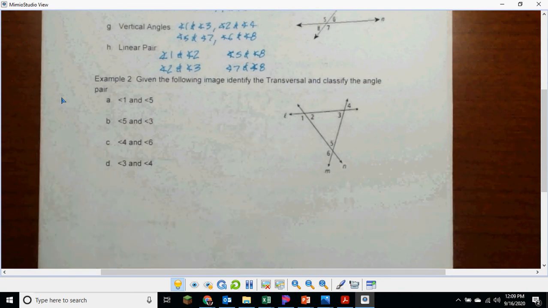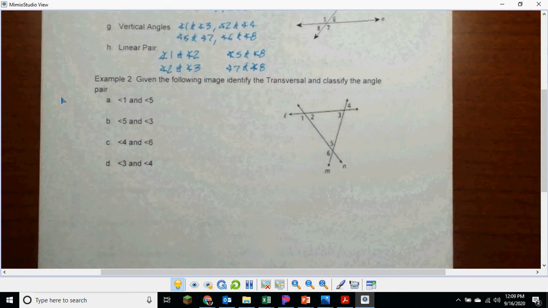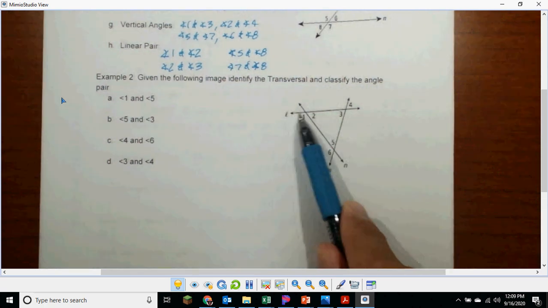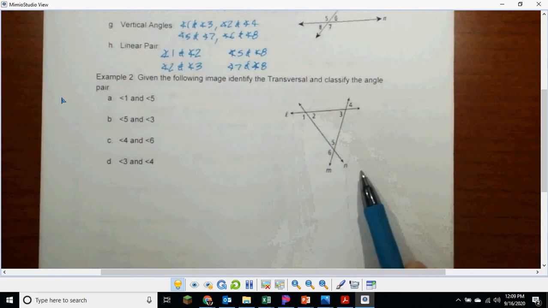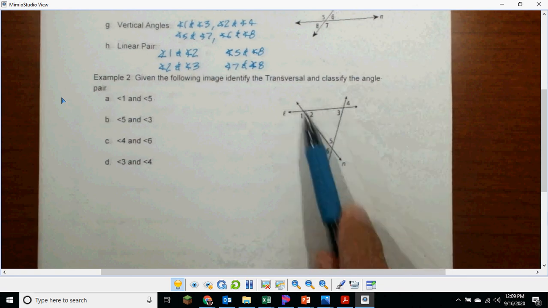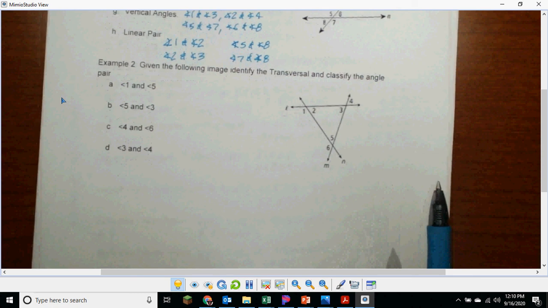Sometimes when we're given a situation like this, we have one transversal and 2 lines, but depending on how you look at it, a line could be a transversal or it could be one of the lines. All right. So L is a transversal with respect to N and M. M is the transversal with respect to L and N, and so forth and so forth.